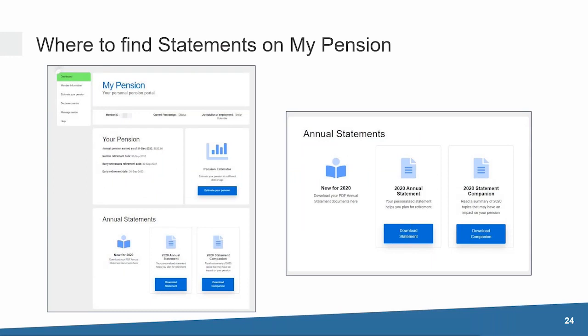Members will be able to access their statement in My Pension in the Annual Statement section. Members who have registered for the portal and have provided an email address will receive a notification that their statement is available. Members who have registered and elected electronic communication will not receive a paper statement in the mail.